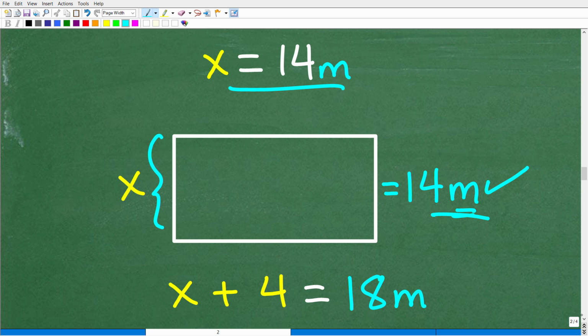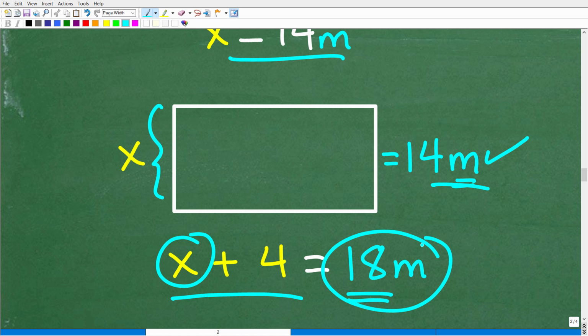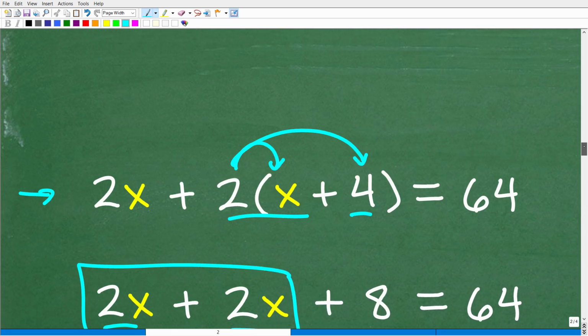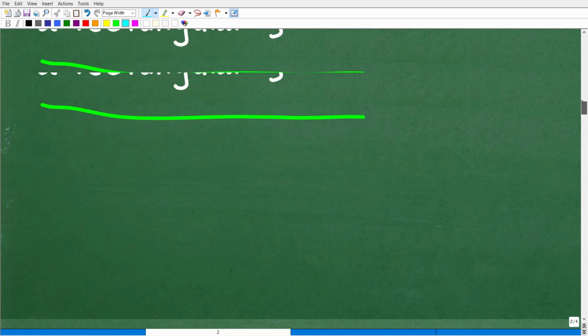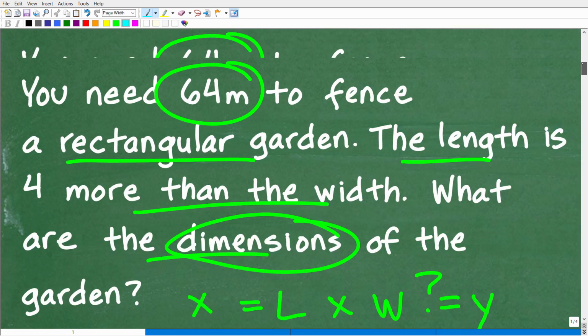And so if the width is 14 meters, the length is x plus 4. Now that we know that x is 14, that's 14 plus 4, which is 18, or 18 meters. Okay, so in terms of level of difficulty, this problem is pretty simple, but it's a pretty classic type of algebra problem. You're definitely going to see perimeter problems. They're, again, very, very common.